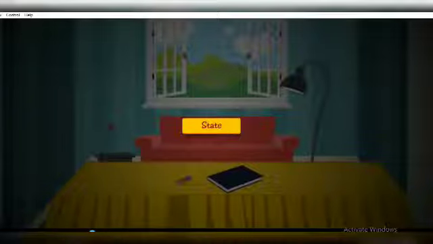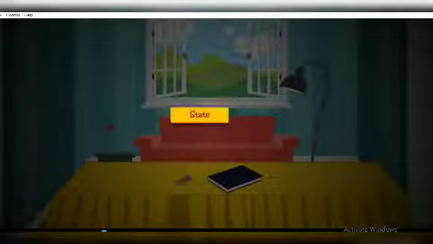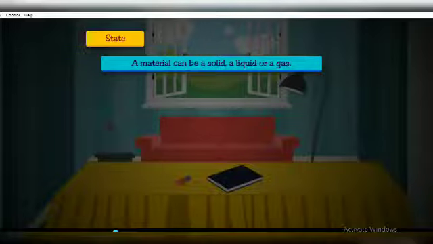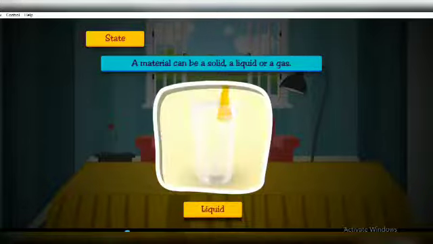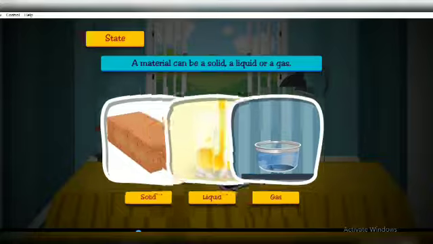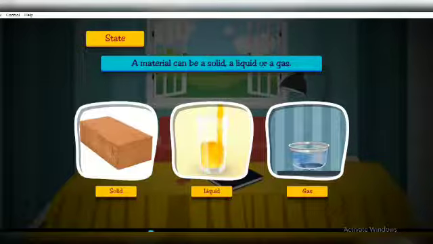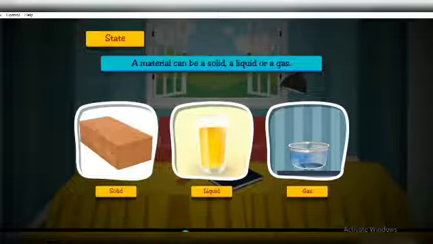The third property of materials is state. A material can be a solid, a liquid, or a gas. A solid has a definite shape and size which cannot be changed. For example, a brick. A liquid like water takes the shape of its container. If you pour water from a bottle to a glass, it will take the shape of the glass.